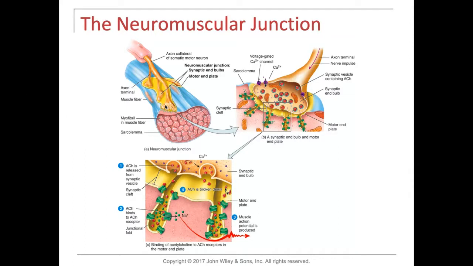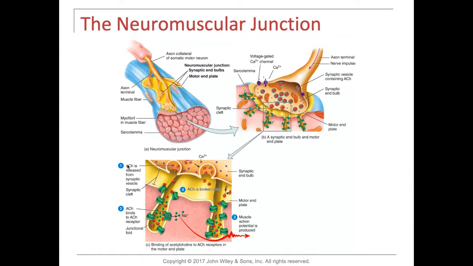The primary neurotransmitter at the neuromuscular junction is called ACH. ACH stands for acetylcholine. Acetylcholine is always an excitatory neurotransmitter at the neuromuscular junction. Okay? Acetylcholine is an excitatory neurotransmitter at the neuromuscular junction.